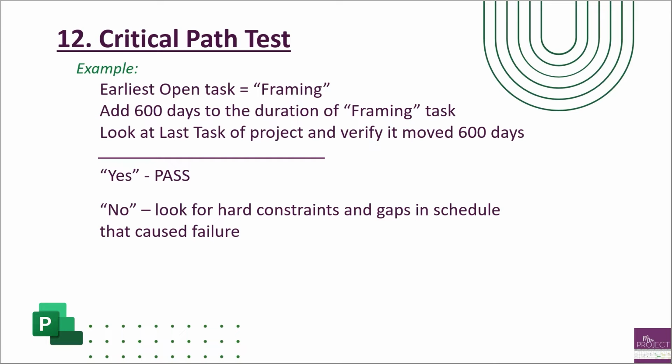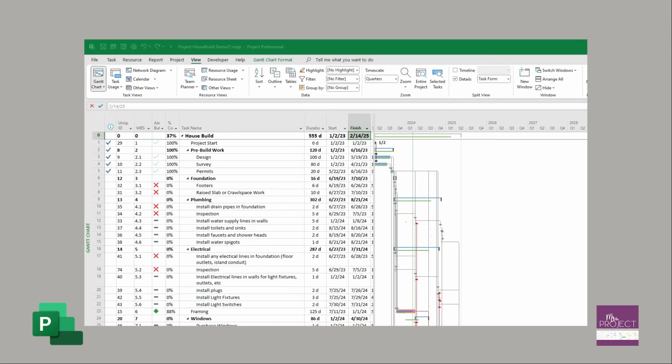This is how you would find out. This is not calculated in any other way. It's a simple thing. You do it by hand and you just say, hey, add 600 days to this task and put it in there. So let's go to Project and check it out.